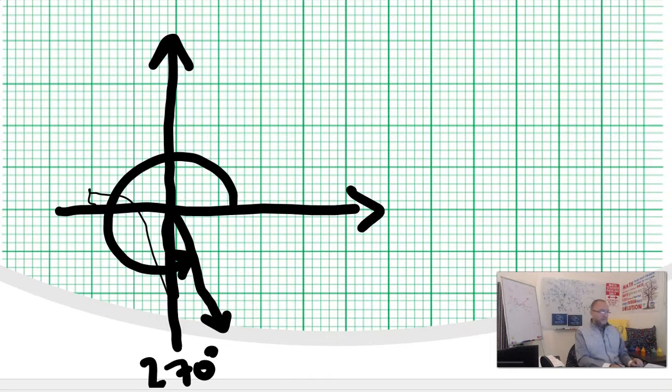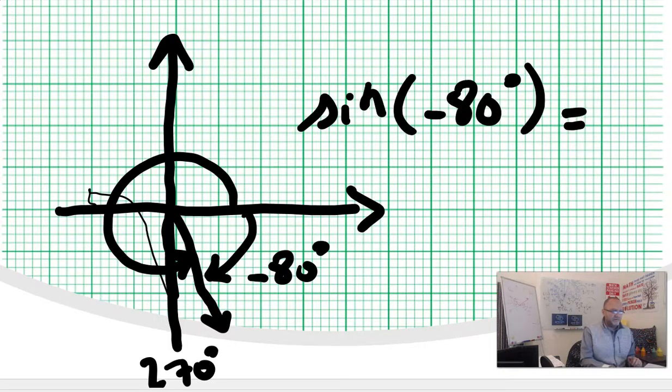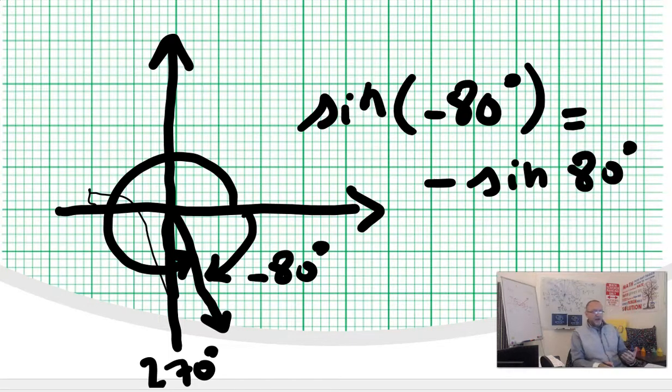So what's your reference angle? Your reference angle is this minus 80 that you just came up with, because the reference angle is between the terminal side and the x-axis. So what's sine of minus 80 degrees? It's minus sine of 80 degrees. We just did it. Because it's in quadrant 4, if you draw the tip of the vector, the vertical component is in the negative, related to the negative side of the y-axis.